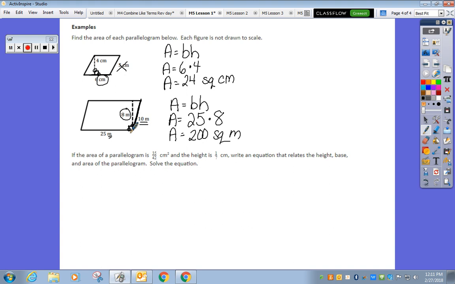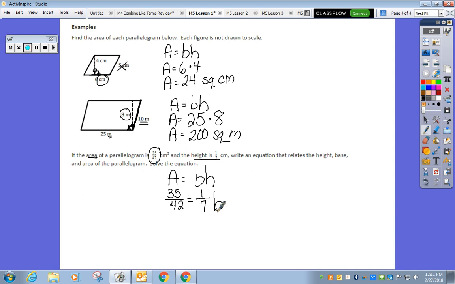Okay, so now this one says if the area of a parallelogram is 35/42 square centimeters and the height is 1/7 centimeters, write an equation that relates the height, base, and area of the parallelogram. Solve the equation. So we'll use our area equals base times height. Our area this time is given to us, so 35/42. We are given the height, which is 1/7, and we're trying to determine the base.